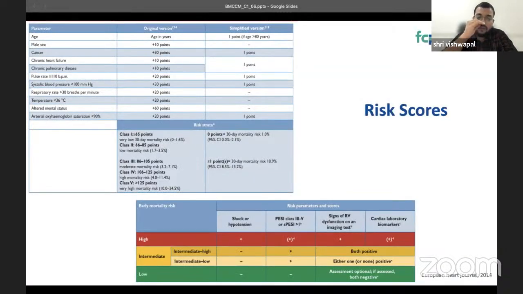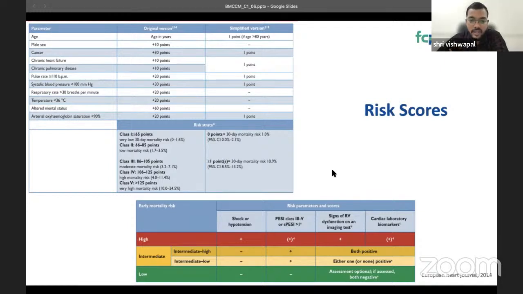Okay, so this is a scale called the PESI scale. Here we have the PESI scale monitoring, which shows the points for a patient with these parameters. We will differentiate pulmonary embolism into high risk, intermediate risk, and low risk. Intermediate can be differentiated into intermediate high risk and intermediate low risk.